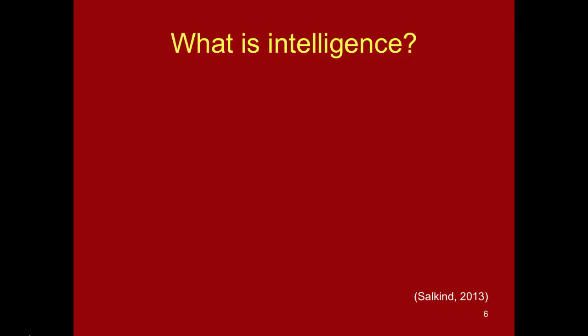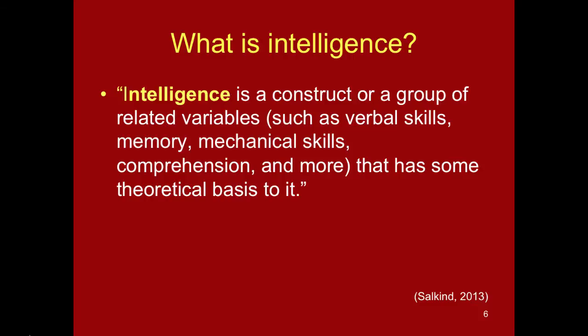So what is intelligence? That's a great question that many social and behavioral scientists don't necessarily agree on. Intelligence is complex, and this makes it difficult to define. According to Salkind, intelligence is a construct or a group of related variables, such as verbal skills, memory, mechanical skills, comprehension, and more, that has some theoretical basis to it. We will explore the most common theories in the next few slides.